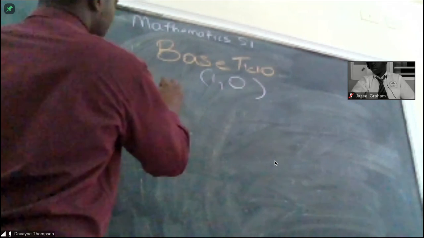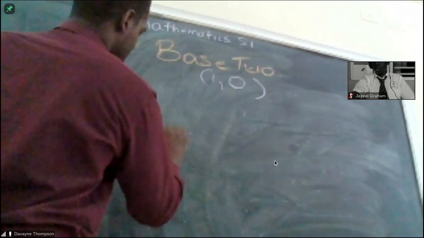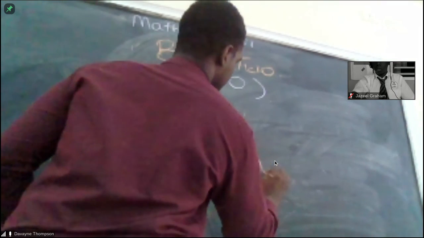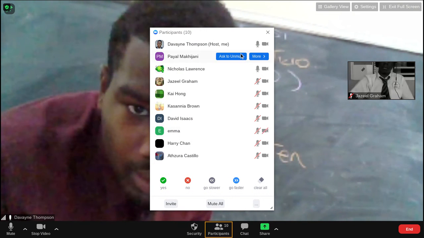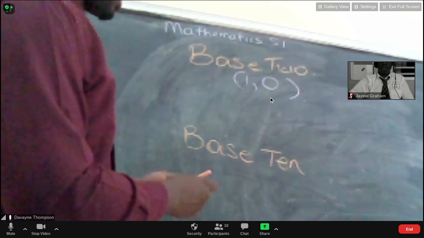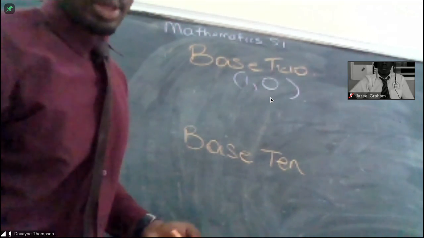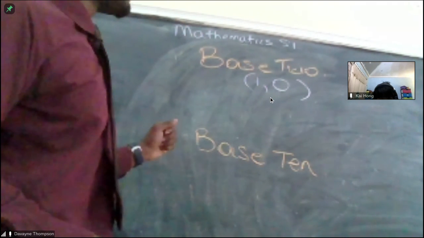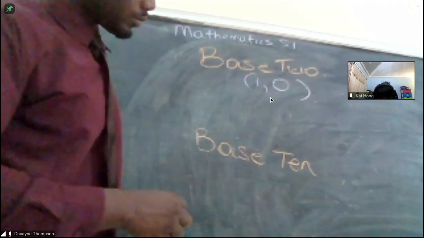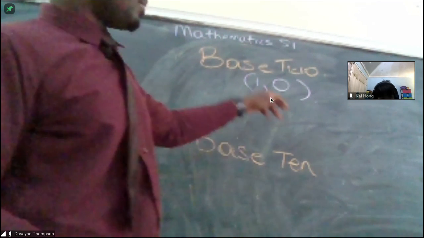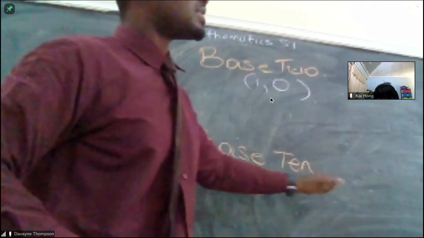Under base 10, this question goes to Kimani. Kimani, are you there? Kimani is not here. Okay, Kai. Morning, Kai. Kai, you there? Yes, sir. What are the only numbers you are allowed to use on the base 10? What are the what, sir? What are the only numbers that you are allowed to use on the base 10?